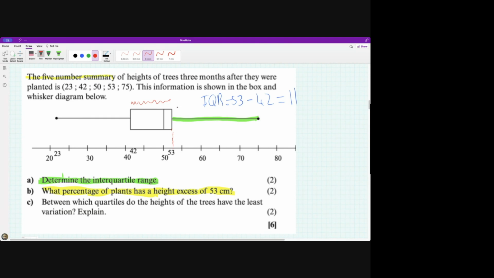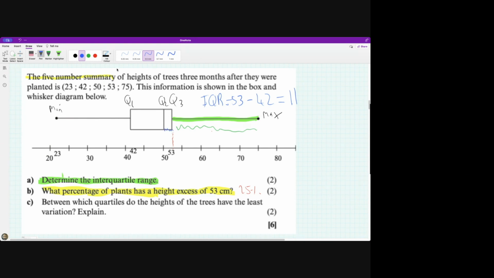Who thinks they know how much of the data will sit after Q3? Because remember, the edge of the box is Q3. That's Q3, that's Q1, that's Q2. That's the minimum value, that's the maximum value. Okay, it's not 22, it's 25%. So 25% of the data will sit between here, because remember, Q3 is the 75th percentile. So we know 25% of the data sits over there. Another 25% fits between Q2 and Q3.